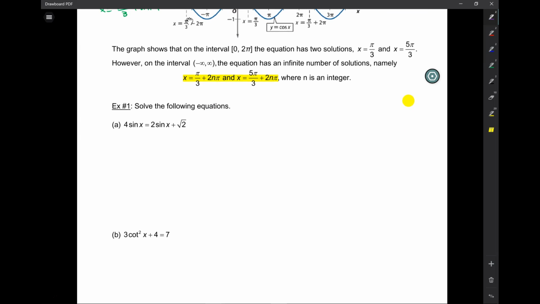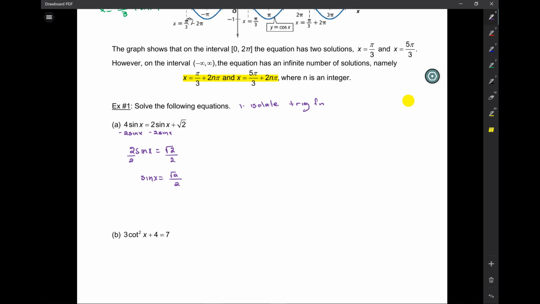We're going to solve these equations now. The first point is to isolate the trig function. So we're going to subtract, and here I get 2 sine x equal to root 2. I'm going to divide by 2. So sine x is equal to root 2 over 2. And so now I ask myself, for what values? Where is sine equal to root 2 over 2?